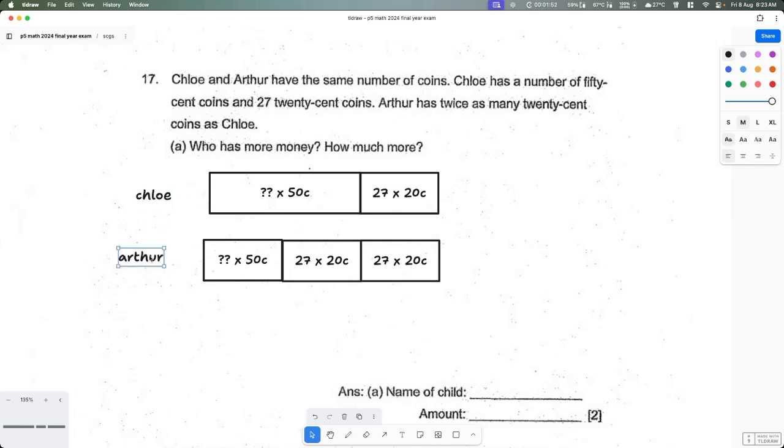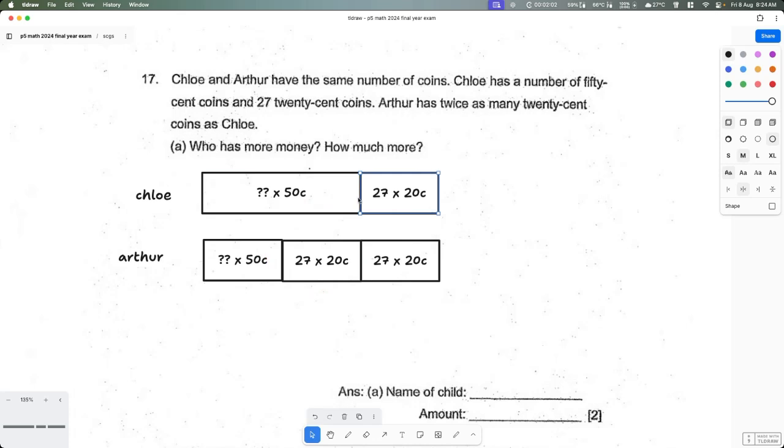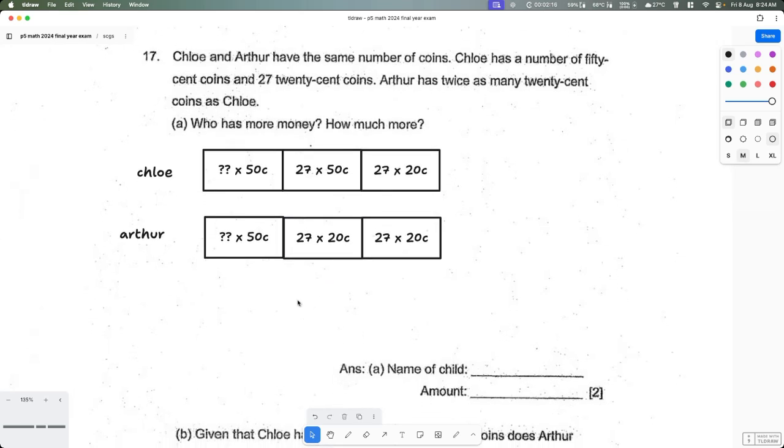Okay, so from here, can we figure out some things to help us solve a little bit easier? So do you see this? 27 times 20 cents. So that means this over here is also 27 coins. Okay, so we can just put it like this. And this is 27 coins, but it's not 20 cents. It is 50 cents. So from here, we kind of know the difference in terms of value, because they have an equal amount of 50-cent coins, and an equal amount of this as well. So this is the difference.